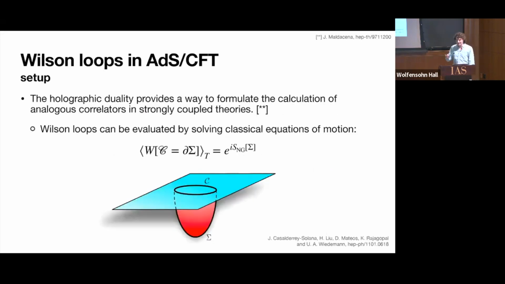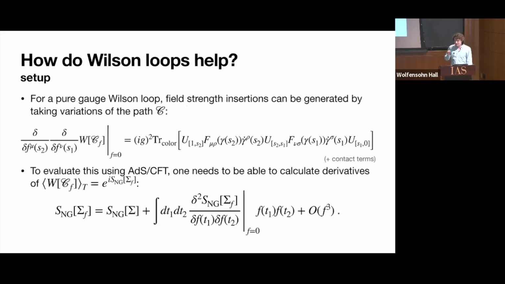Now, what can we calculate in holography that's relevant for this phenomenology? Well, the thing we learned earlier this week is that we can calculate Wilson loops quite well. And we do that by essentially finding the extremal surface that hangs from a boundary contour into AdS5. How do these Wilson loops help? Because I told you I wanted a chromoelectric field correlator.